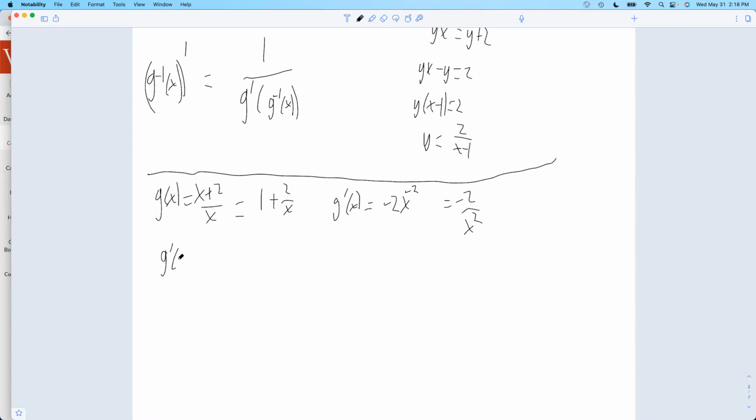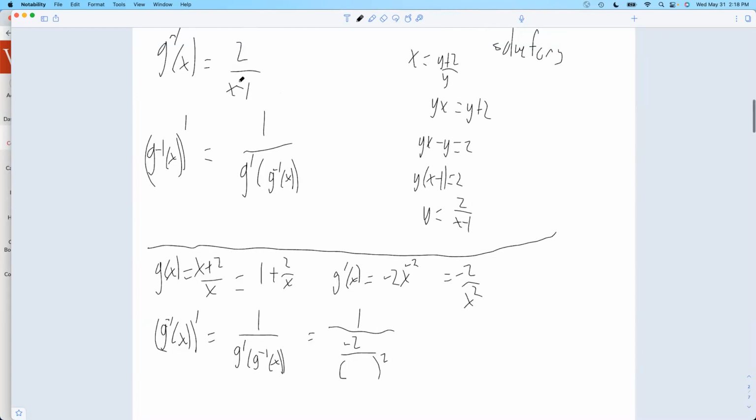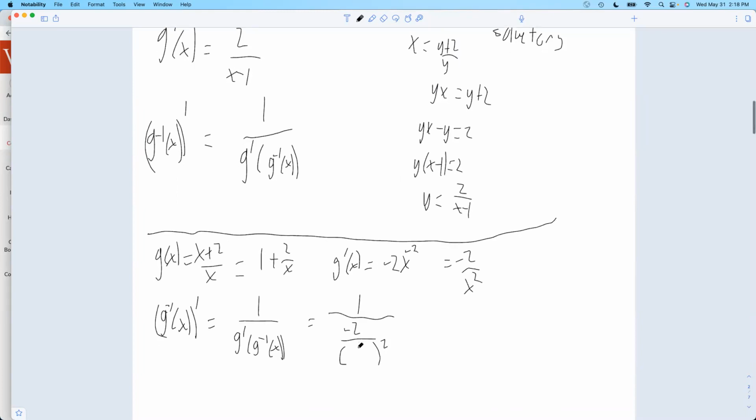So G inverse prime is 1 over the original's derivative evaluated at the inverse. The original's derivative is -2 over the input squared. What is my input? The inverse, 2 over x minus 1. Okay, that was right, but then I forgot to square this 2.